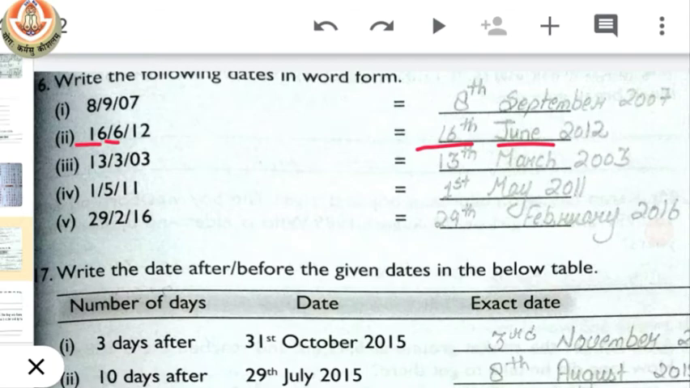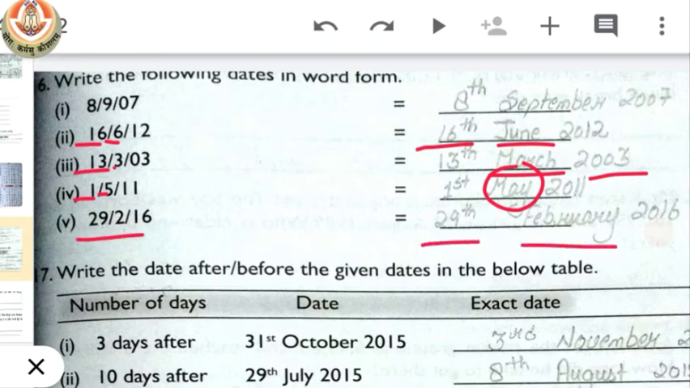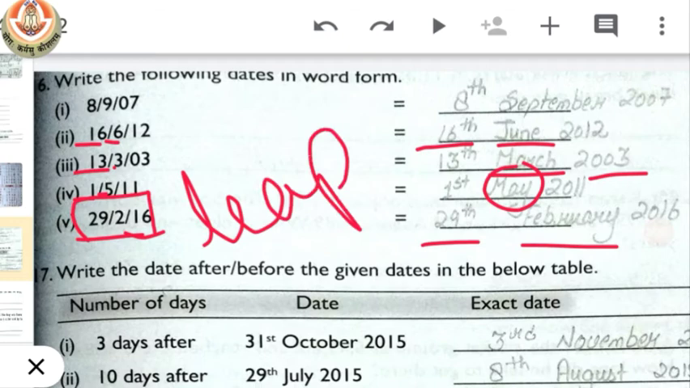Now 13, then we have 3, and we all know that March is the 3rd month of the year, and 03 for 2003. 1, then 5 is for May, 5th month of the year, so 1st of May 2011. And last we have 29th of February 2016. As you can see here, we have 29th date for February. That means we can say that this year is the leap year. Okay.